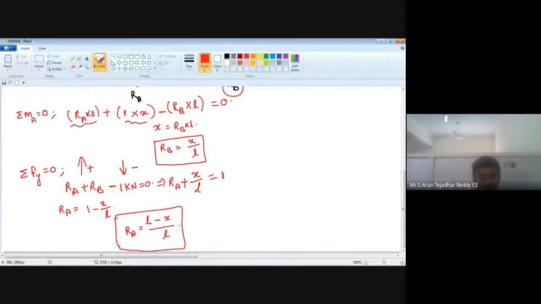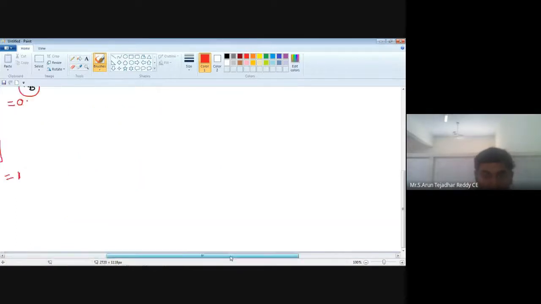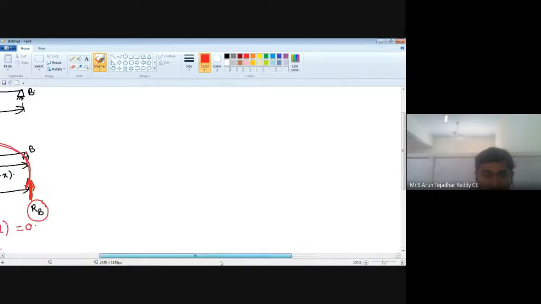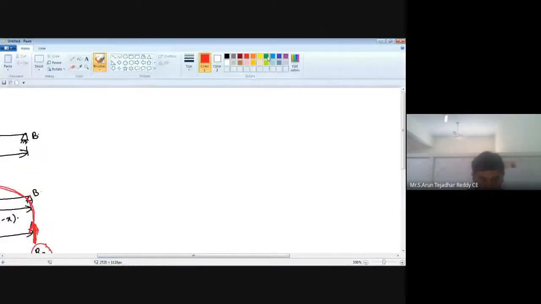Now, what about the ILD for RA? That is, what is the influence line diagram for RA? Here we have already calculated RA and RB. So the ILD for RA.